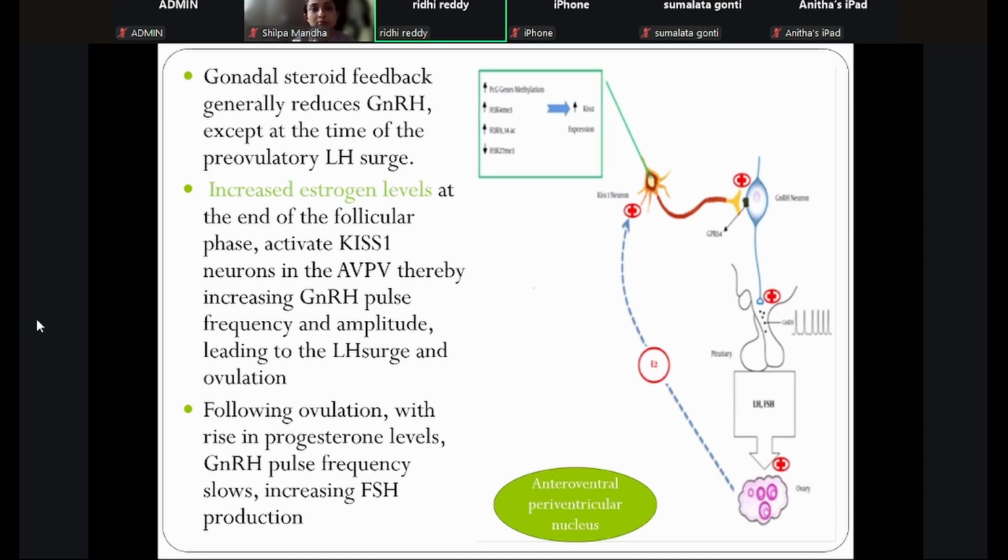So this increased estradiol reduces GnRH activity, which is usually seen, except at the time of the pre-ovulatory LH surge, because we all know that increased estrogen levels cause this LH surge. Increased estrogen levels at the end of the follicular phase activate the KISS1 neurons and increase the GnRH pulse frequency and amplitude, leading to the LH surge and ovulation. Then following ovulation, there is a rise in progesterone, which again decreases the pulse frequency.